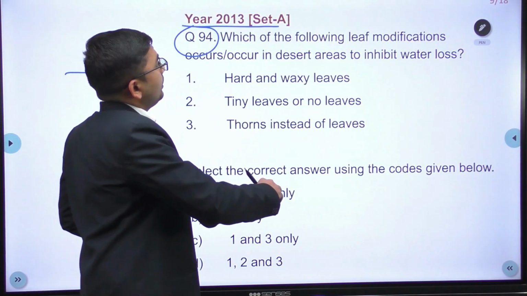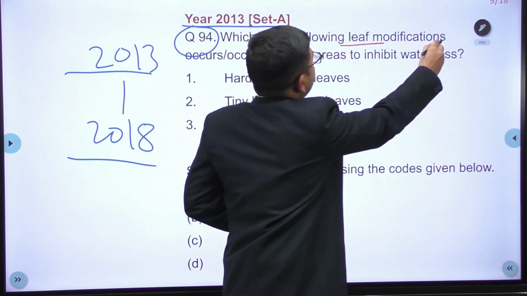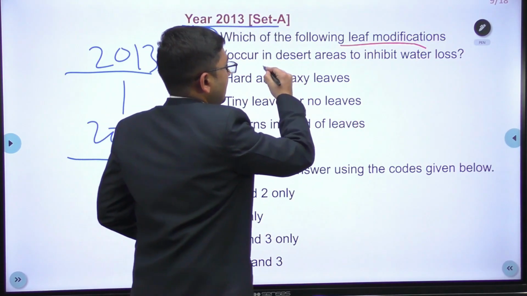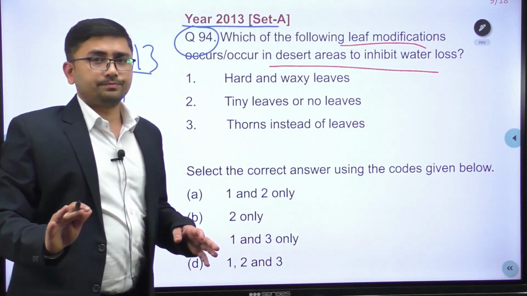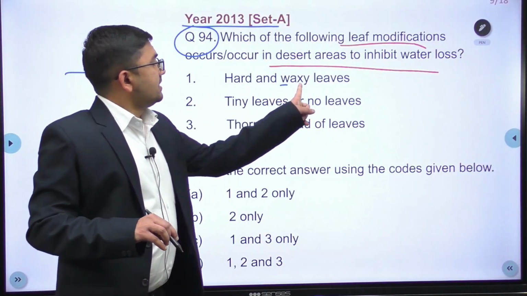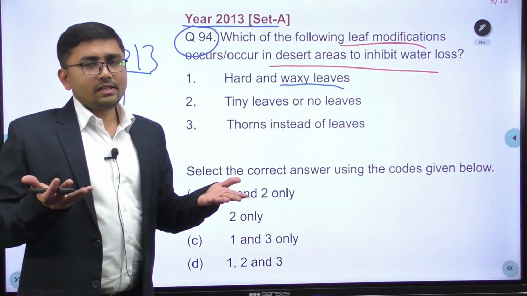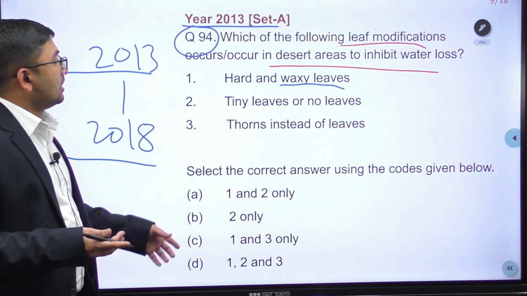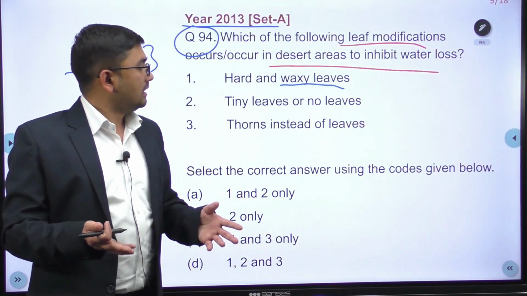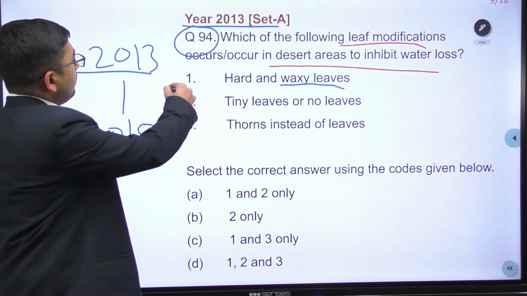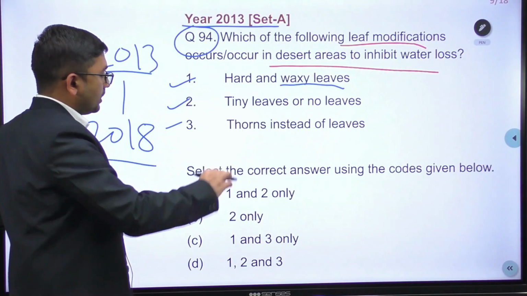Okay, which of the following leaf modifications occurs in the desert area to inhibit water loss? If it is waxy leaves, then it can inhibit water loss. If it is tiny or no leaves, then obviously it can inhibit water loss. Thorns instead of leaves, it's also feasible. All three look feasible.